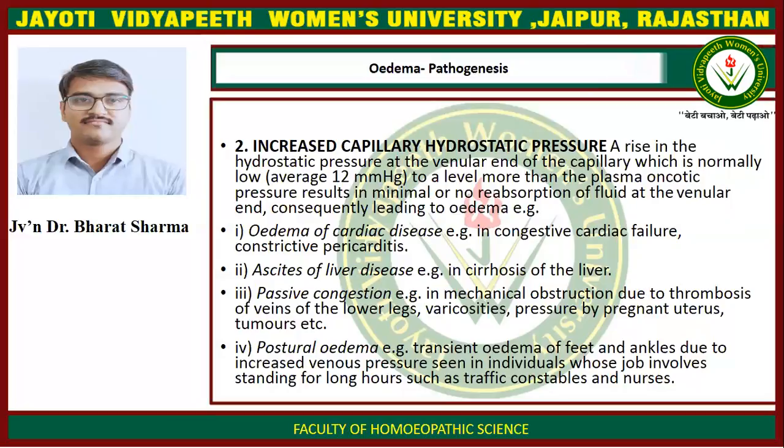Examples are edema of cardiac disease, that is in congestive cardiac failure, constrictive pericarditis. Second is ascites of liver disease, for example in cirrhosis of the liver. Third is passive congestion, for example in mechanical obstruction due to thrombosis of vein of the lower leg, varicosities, pressure by pregnant uterus, or tumors.